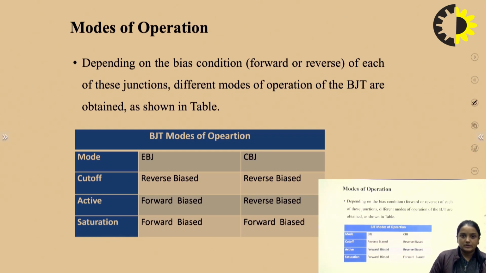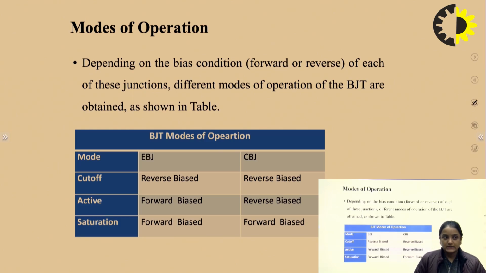So what is forward bias? Forward bias is when the P side of a PN junction diode is connected to the positive terminal, we call it forward bias condition. When the P side is connected to the negative terminal, we call it reverse bias. So this is the biasing condition which I have depicted as forward and reverse bias of each of these junctions, which are operating in different modes of operation.